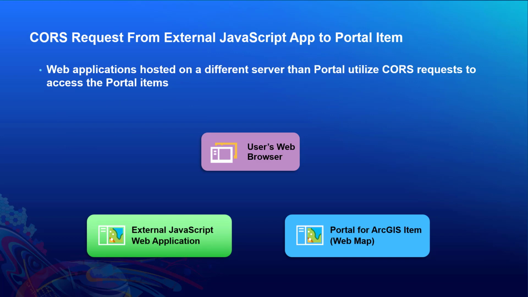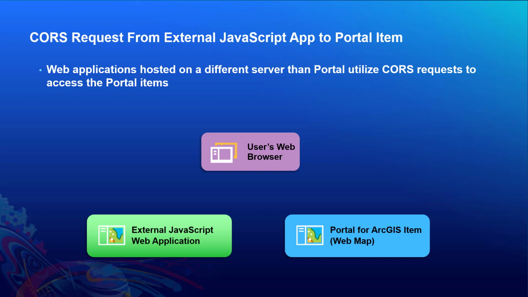Thanks, Randall. We talked previously about CORS requests for ArcGIS Server. CORS requests are also used in Portal for ArcGIS to access specific resources. Instead of the resources being map services or feature services, the resources here are typically items like web maps. An example might be a Web AppBuilder app that is downloaded and hosted on a separate web server.